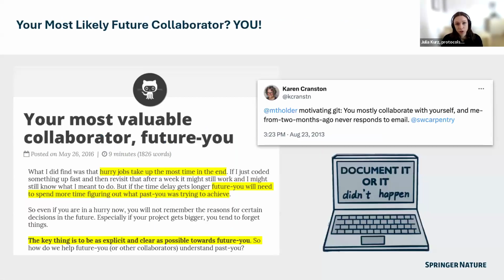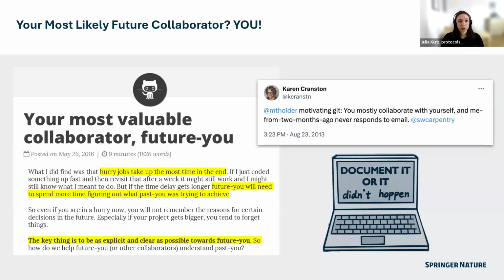Aside from method sharing in the reproducibility context, there's also selfish reasons for documenting your protocols in the private context. These pictures just demonstrate that really your most likely future collaborator is probably going to be yourself. And this article is in the context of code, but it talks about when you hurry to do something, you spend less time documenting why you did it, and then you have to take more time in the future figuring out what past you was trying to achieve.